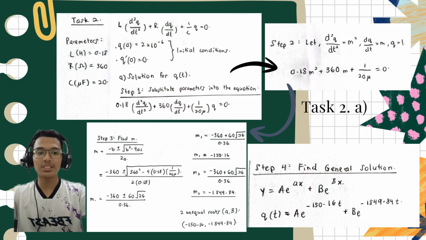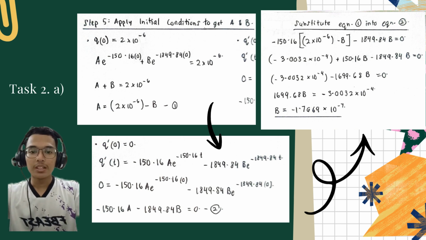And as you can see, the equation is in quadratic form, so we simply find the roots of the equation, and we get two unequal roots. From that we get the general solution form, which is shown, and we apply initial conditions to the general solution to get the values A and B.